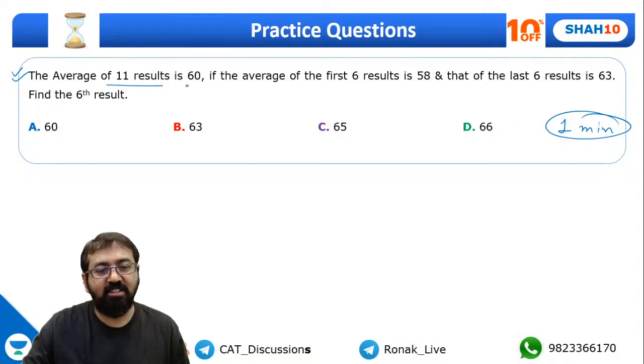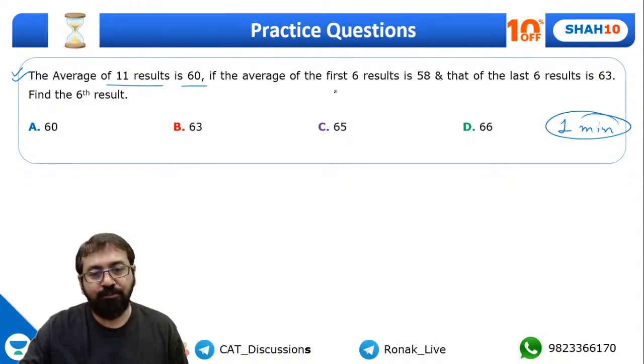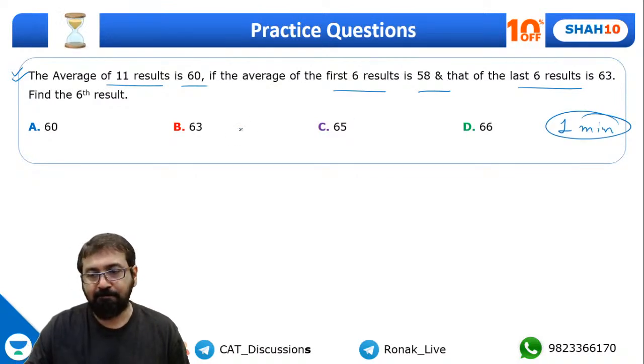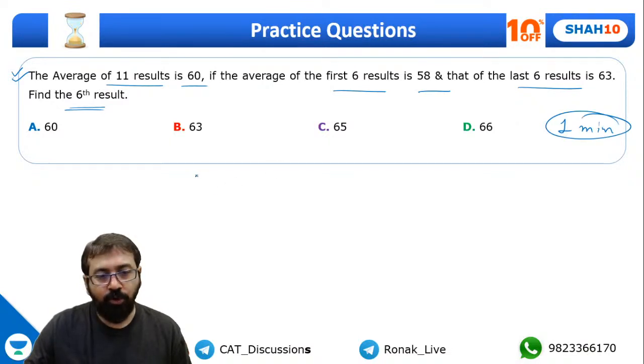Average of 11 results is 60. If the average of the first 6 results is 58 and that of the last 6 results is 63, find the 6th result. If you want, you can take the results as A, B, C, D, something like that.